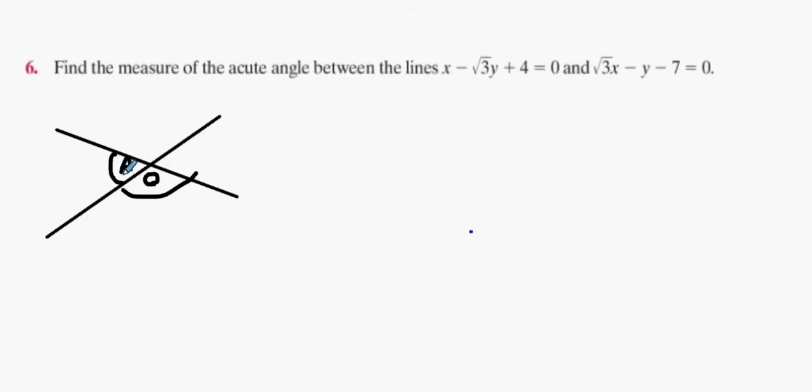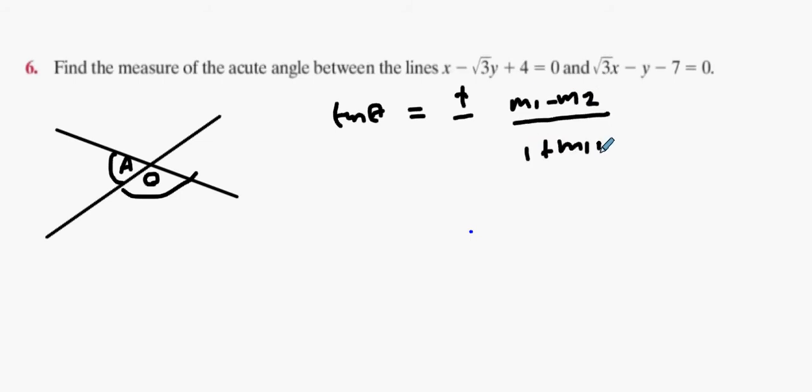Now, generally speaking, most lines cross each other, most lines intercept each other. There's an acute angle and an obtuse angle. Acute and obtuse. We're looking for the smaller angle of the two. There's a formula that says that tan theta equals plus or minus m1 take away m2 over 1 plus m1 by m2. First thing we're going to do is find out the slopes.